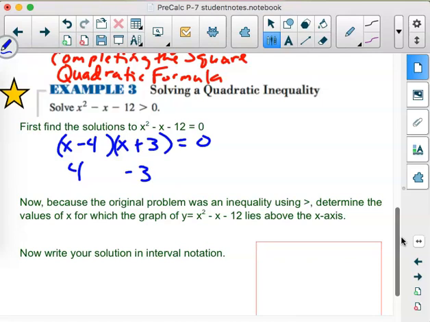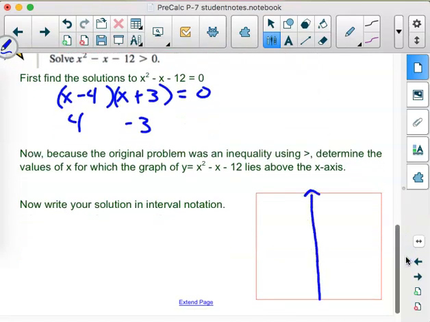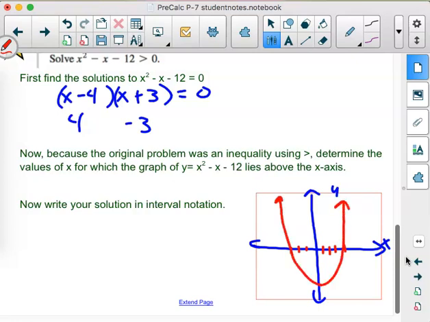Like it says now, because the original problem was an inequality using greater than, determine the values of x for which the graph of y equals x squared minus x minus 12 lies above the x-axis. Well, here's the thought. It's a quadratic. Quadratics are parabolas. If it has a positive leading coefficient, it's an up-opening parabola. Well, this is an up-opening parabola, and it's going to cross the x-axis at 4 and negative 3. I don't need anything fancy. I just need to know that's what it's going to look like.